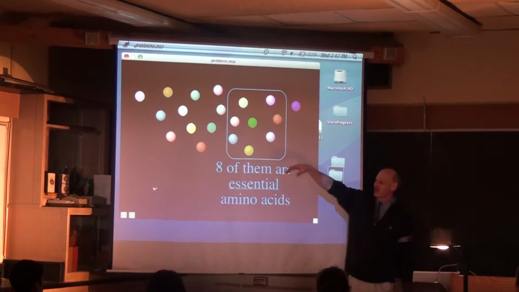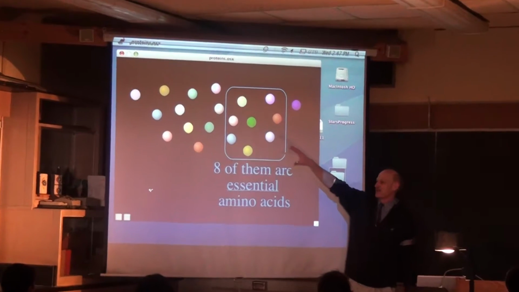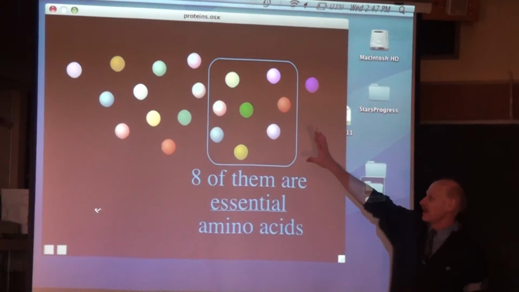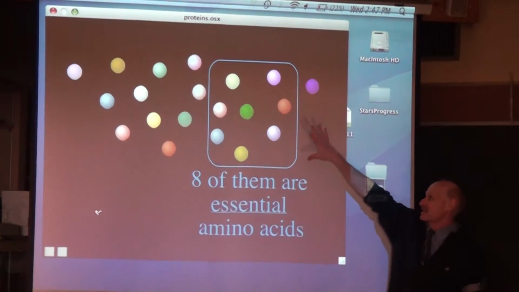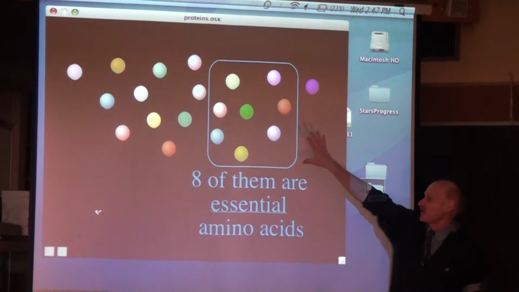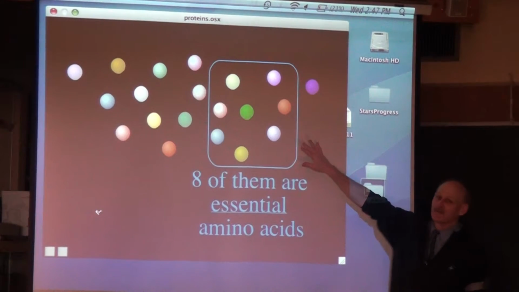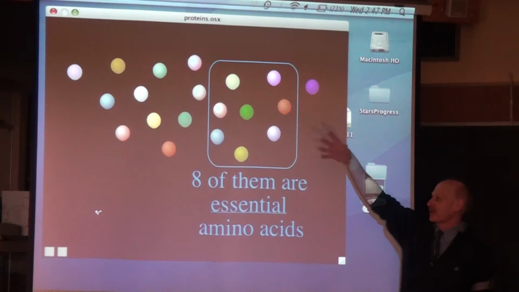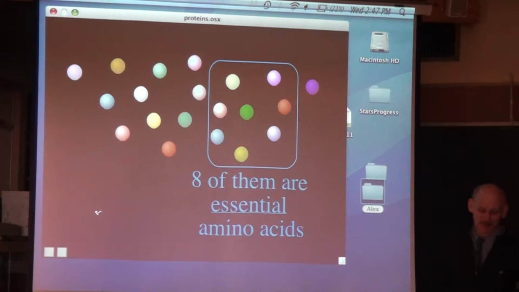Those are amino acids that an organism can't make for itself, and so it's got to get them from the food it eats. And for human beings, 8 of the 20 amino acids are essential. For other organisms, it's probably a different number. Depends which organism you're talking about. But for us, there are 8 essential amino acids.